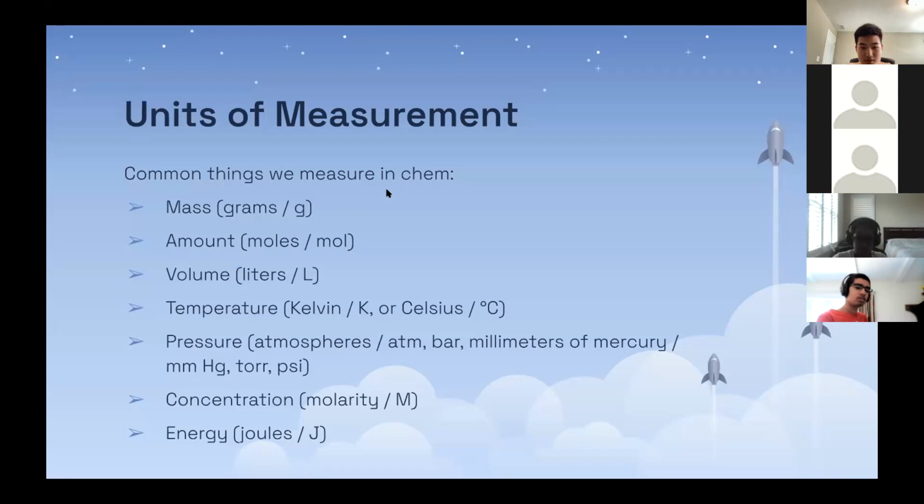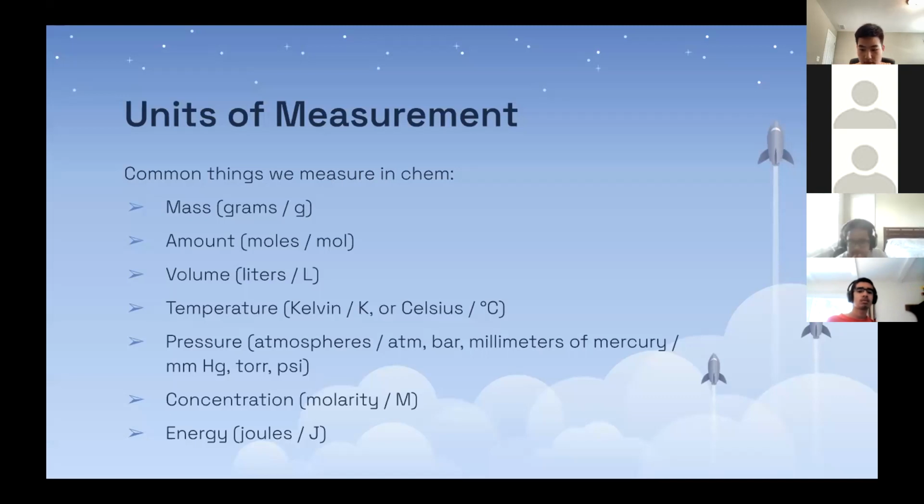Amount is measured in moles, or mol, which is the shortened version. Don't worry if you don't know what this is yet. We're going to cover that next week. It's basically a roundabout way to say how much mass of something you have too. Volume is measured in liters, but you'll more likely see it in milliliters just because, once again, the scale is kind of huge if you measure in liters.